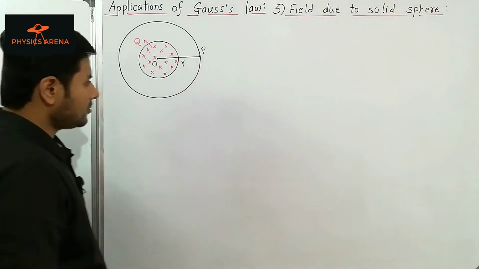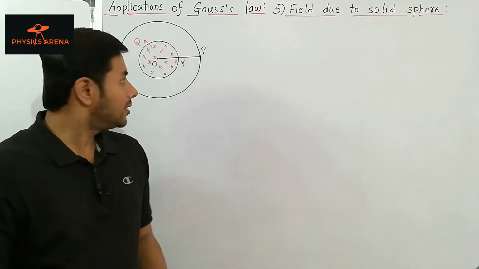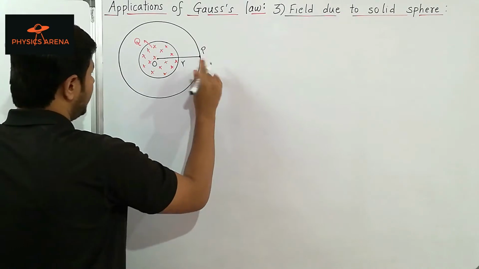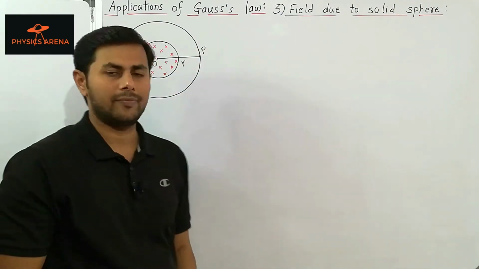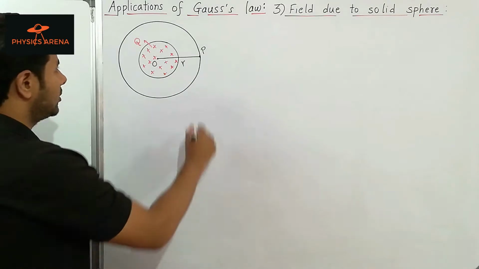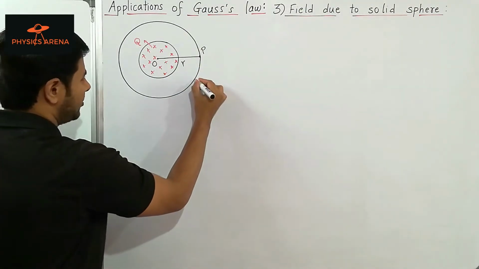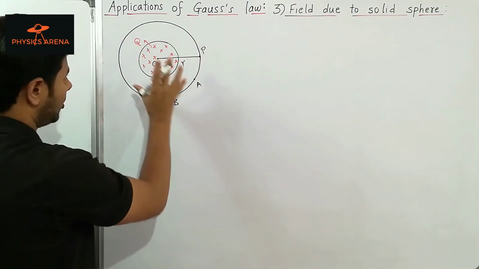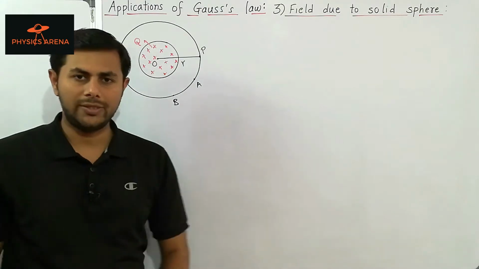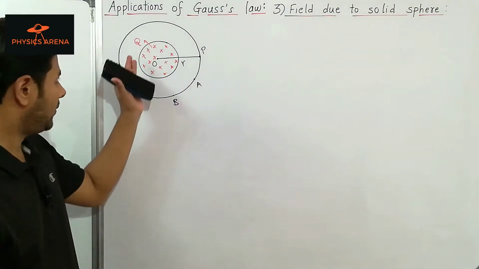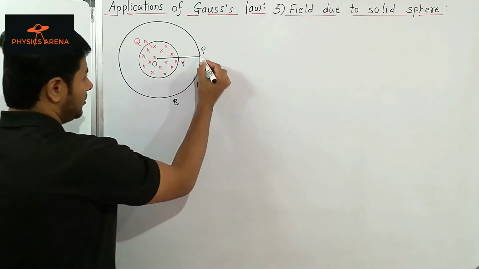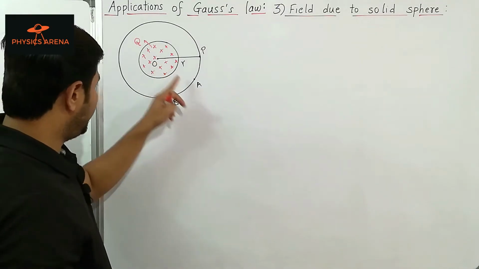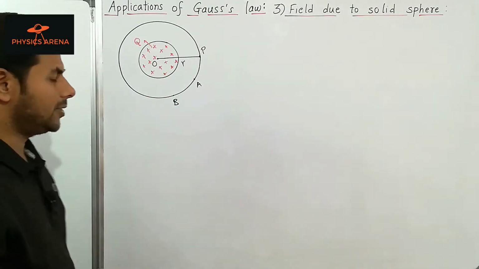Now it should be clear that the magnitude of electric field at each and every point of this Gaussian surface is same. It's because this point P is not different from any other point, let's say A or B, taken over this Gaussian surface. All those points are at the same distance away from the center. So electric field at point P should be just equal, in magnitude, to the electric field at point A or any other point on the surface.